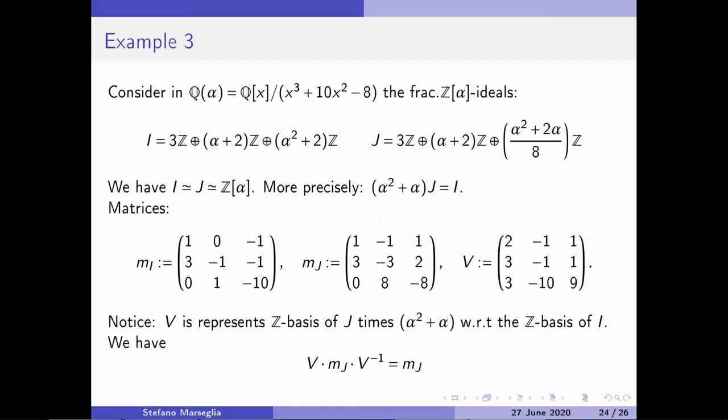So example 3: what happens to the matrices? Let's say a few words about what happens when we look at actual isomorphism of ideals. Can we say what is the matrix that sends one matrix into the other? What is the matrix realizing the conjugation? So we consider the same example that we had already a few times, x^3 + 10x^2 - 8. I take these two ideals, I and J, and I represent them by Z-bases, since this is convenient for what we are doing. And we can verify that I and J are isomorphic, and actually they're both isomorphic to the monogenic order of alpha. More precisely, we have that alpha squared plus alpha sends the ideal J inside the ideal I.